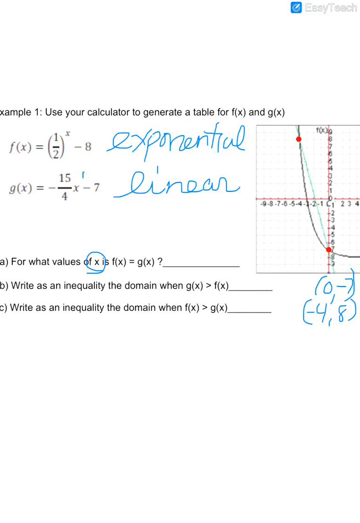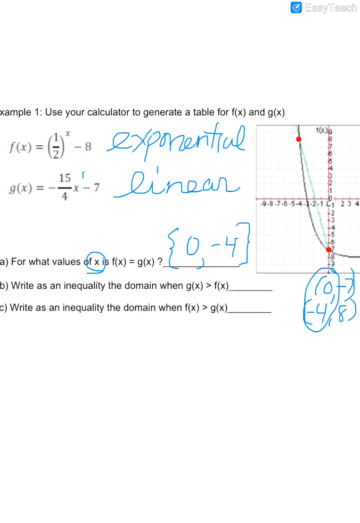That's not what this is asking me for. This is asking me for what values of x does f of x equal g of x. So you got to be careful. The x values are here. So they're my roots almost. I'm going to put them in the little braces or squiggles, as you like to call them, 0 and -4.